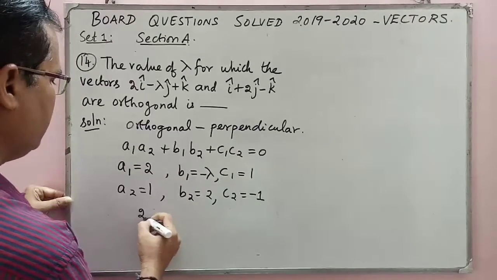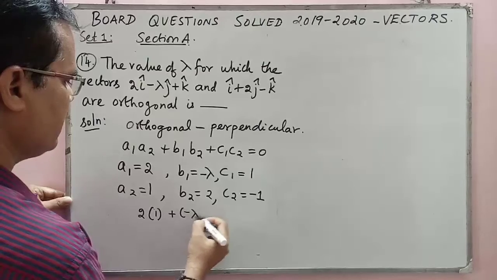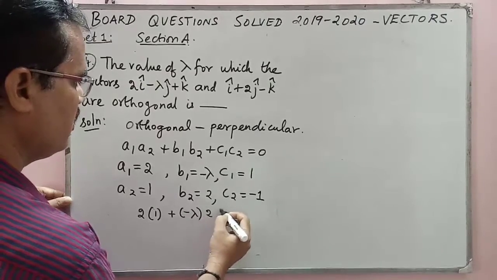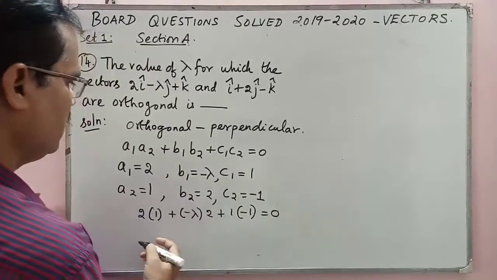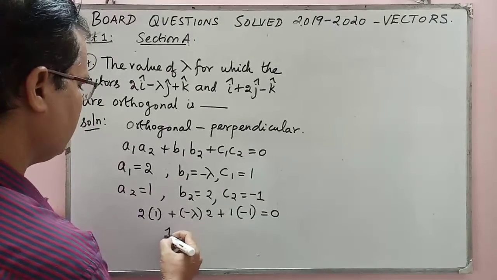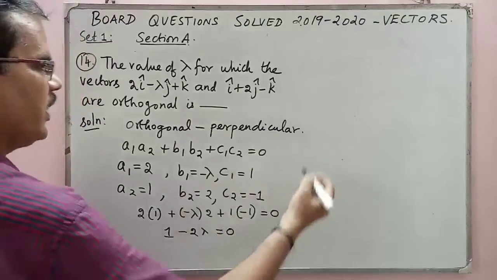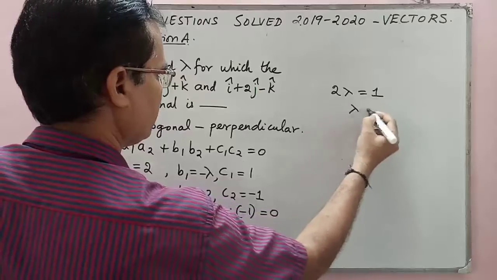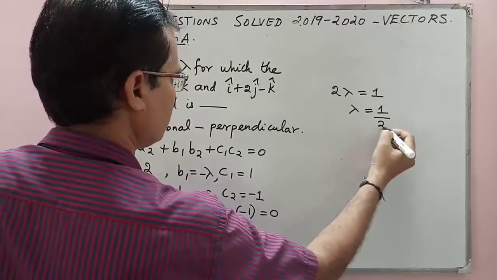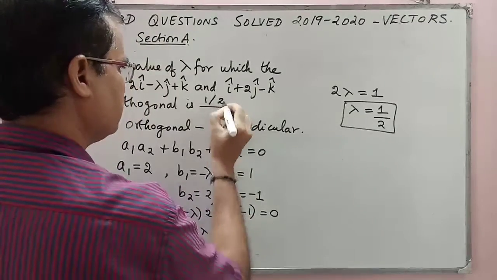Now let us multiply. 2 times 1, plus minus lambda into 2, plus 1 times minus 1 equals 0. Now 2 minus 1 is 1, minus 2 lambda equals 0. Moving 2 lambda to the other side, 2 lambda equals 1, lambda equals 1 by 2. So this is your answer, 1 by 2.